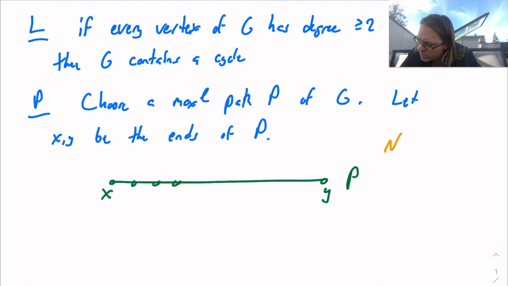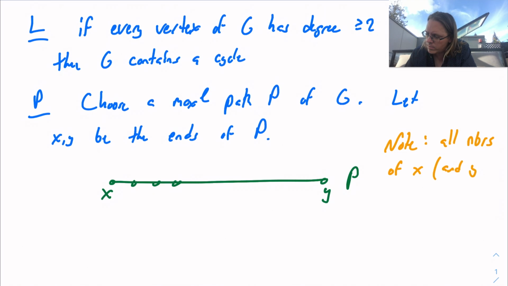So let me just note that all neighbors of x and y, meaning vertices adjacent to them, lie on P. Again, this is an immediate consequence of the fact that our path is maximal. Because you can't grow the path at this end, there's no neighbor of y that's not already on the path. And same thing, because you can't grow it at this end, there's no neighbor of x that isn't already on our path.